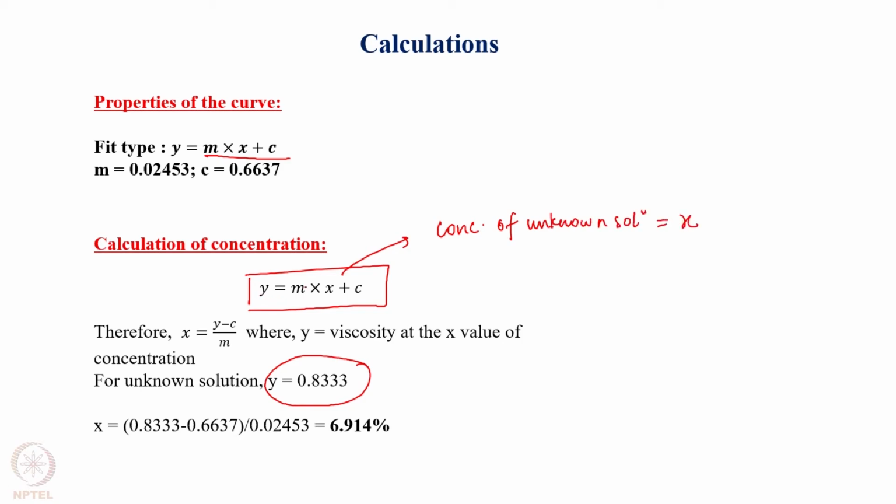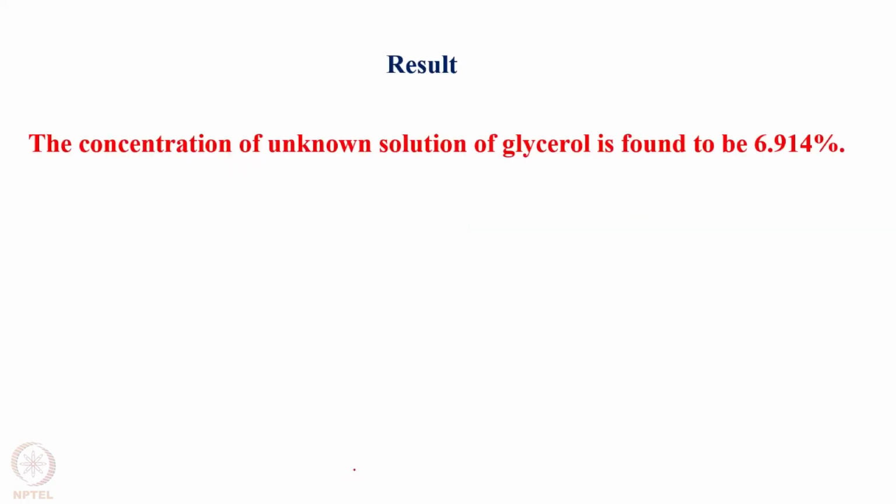So y is the viscosity of our unknown, which is obtained as 0.83. So we will substitute all these values in this equation. Since we have our y, we have our y-intercept as c, and we have the slope of this curve. So after substituting all these values, we obtained x as 6.9%, which is the concentration of our unknown glycerol solution. So we can see that the concentration of the unknown solution of glycerol is found to be 6.91%.